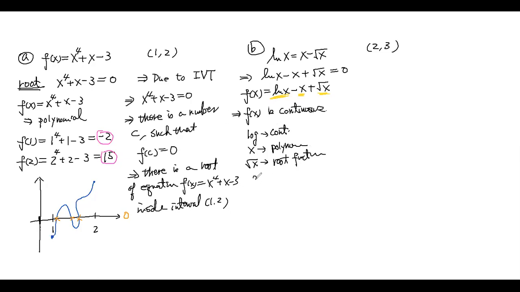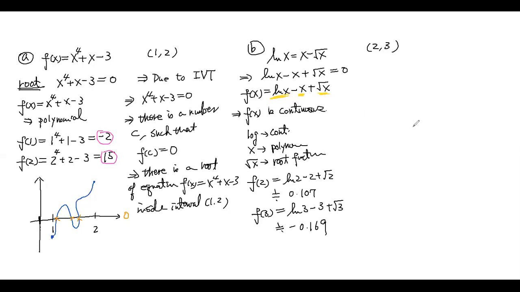So now let's take a look at f(2). f(2) will be ln 2 minus 2 plus the square root of 2. This gives me approximately 0.107. Now let's take a look at f(3). f(3) will be ln 3 minus 3 plus the square root of 3. This gives you approximately negative 0.169.